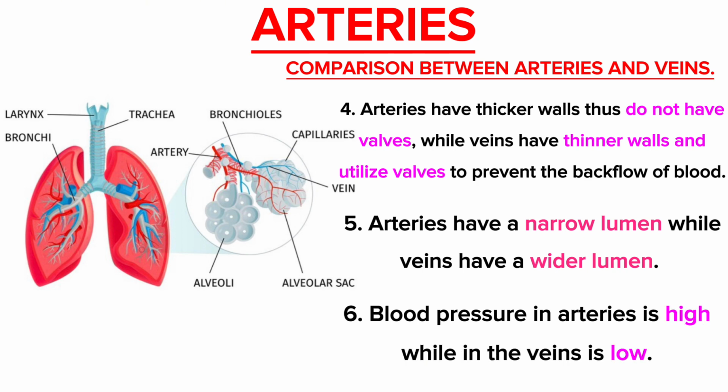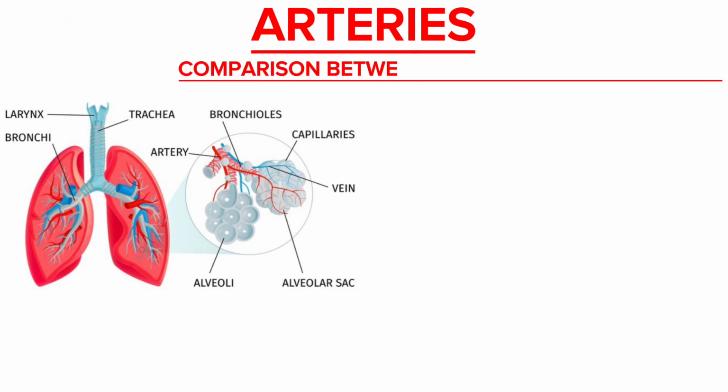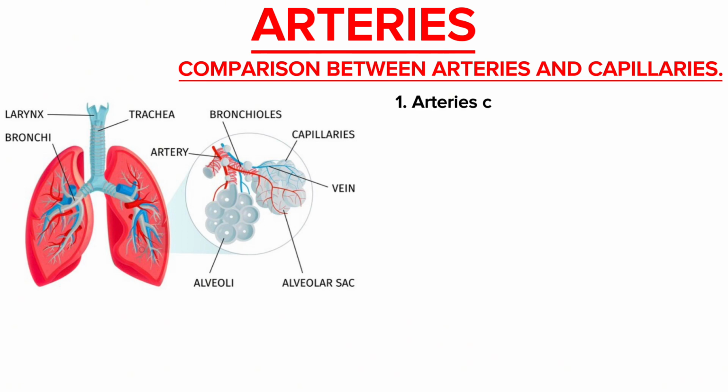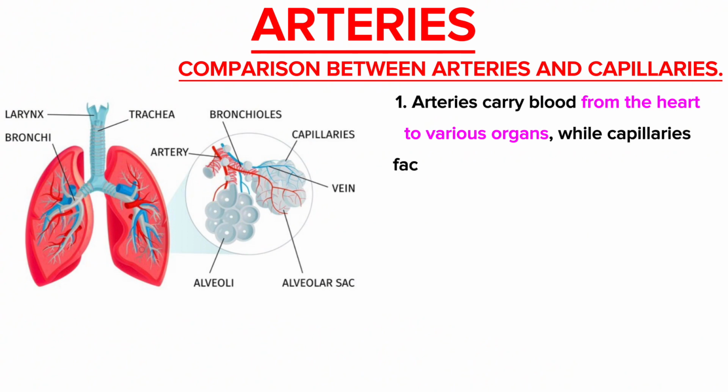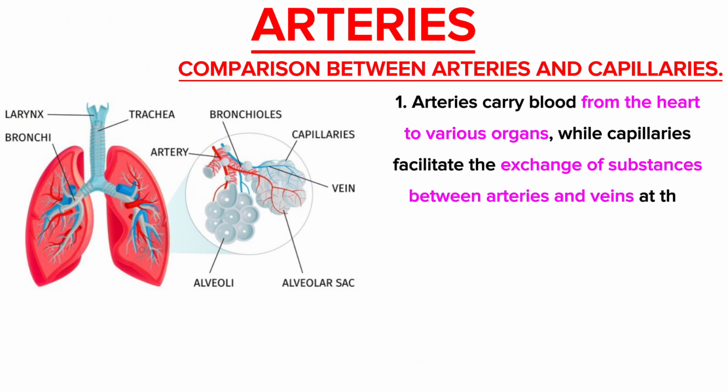So next we're going to look at comparison between arteries and capillaries, because we've already done comparison between arteries and veins. So next we start. Arteries carry blood from the heart to various organs, while capillaries facilitate the exchange of substances between arteries and veins at the tissue level. So that is the first comparison.